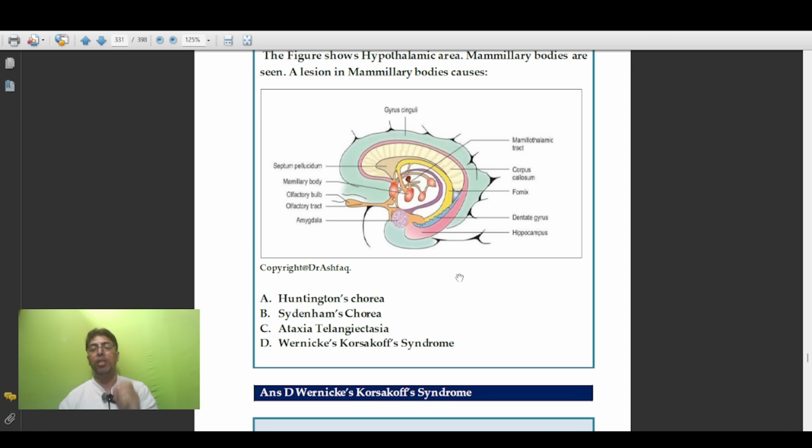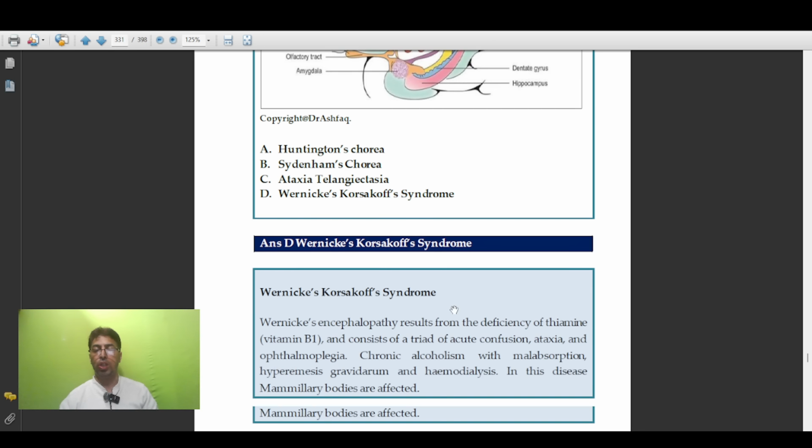And you have to remember the association of mammillary bodies with the causation of Wernicke-Korsakoff syndrome as a result of thiamine deficiency. Huntington's chorea and Sydenham's chorea are diseases as a result of damage to the basal ganglia, whether it is the caudate nucleus or the lentiform nucleus. Ataxia telangiectasia is a pure neurological entity along with Friedreich's ataxia, which has a different etiology. So here remember mammillary body and Wernicke-Korsakoff syndrome.